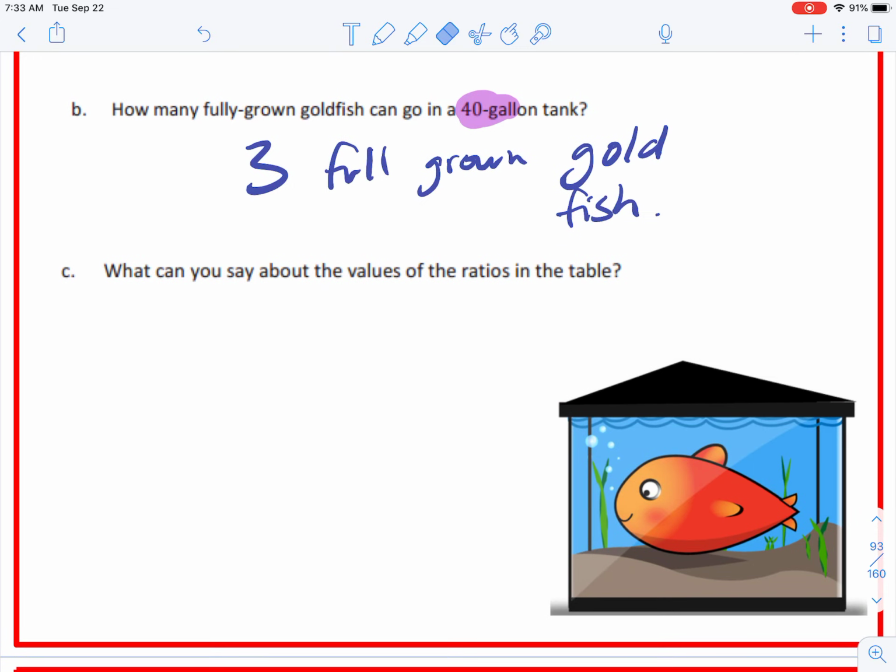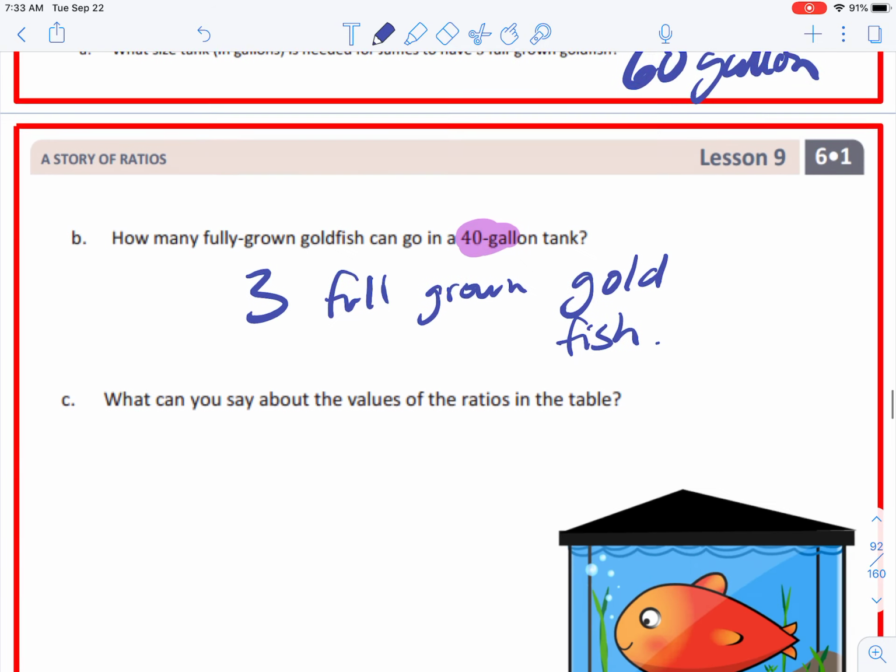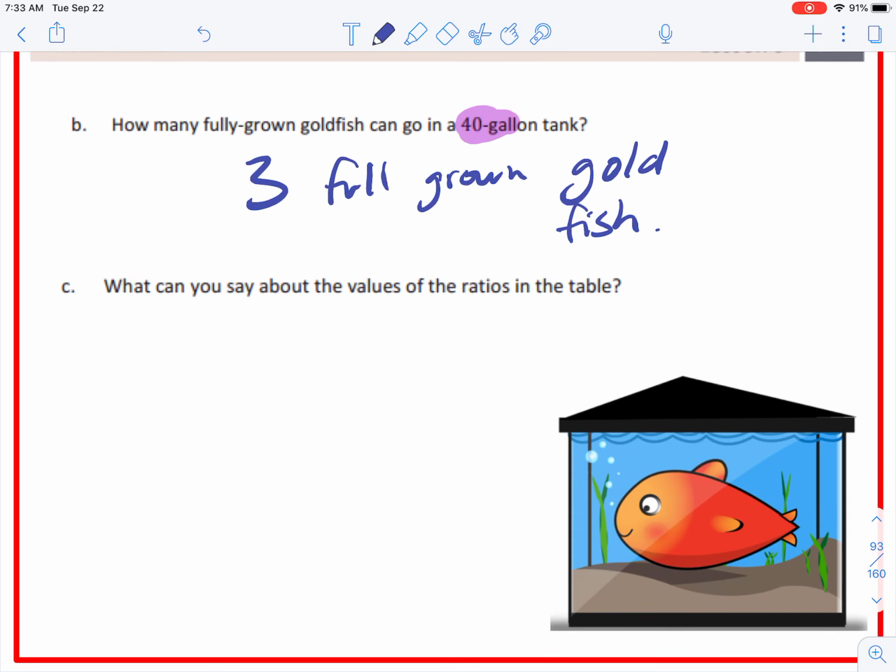So what can you say about the values of the ratios in the table? What are the values of these ratios? They're all equivalent. And the value of all of them is 1 over 12. So they're all equivalent.